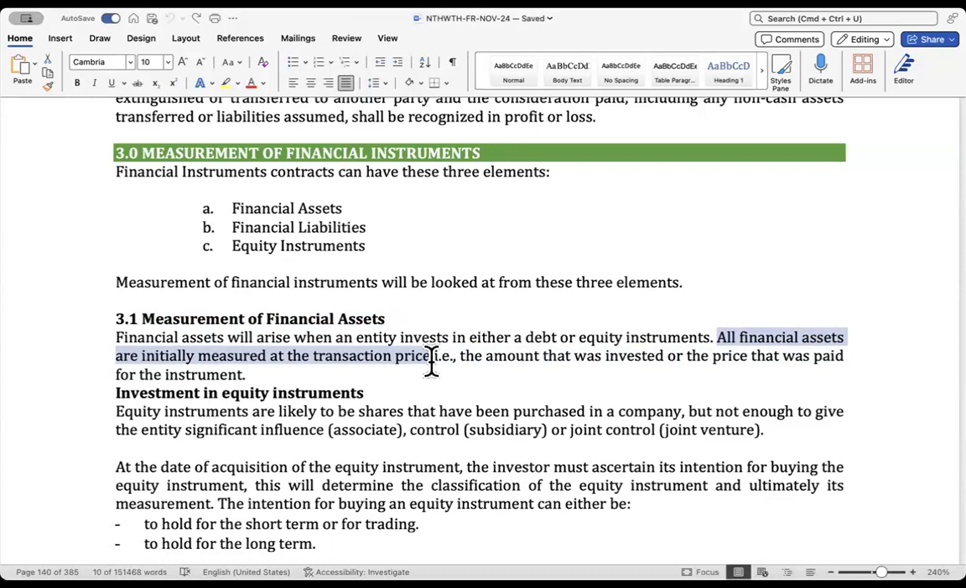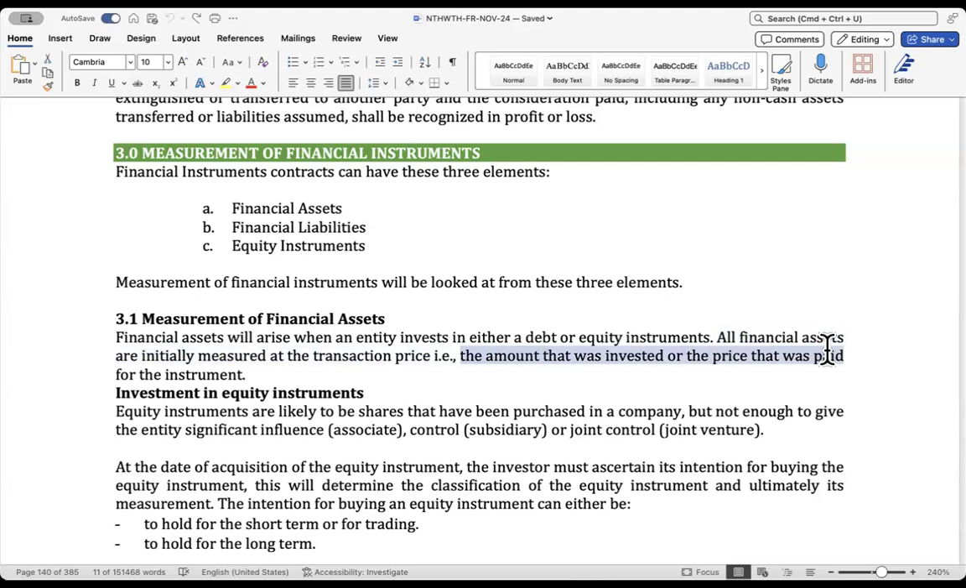And when I say transaction price, I mean the amount that was invested or the price that was paid. Of course, when you would have invested an amount. So the amount you invested is the amount at which you are going to measure that financial asset initially.